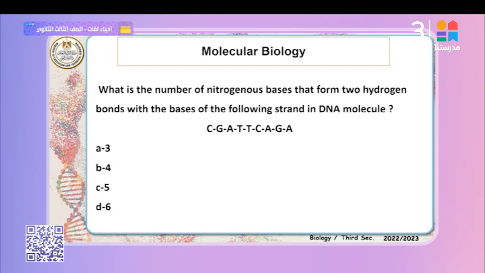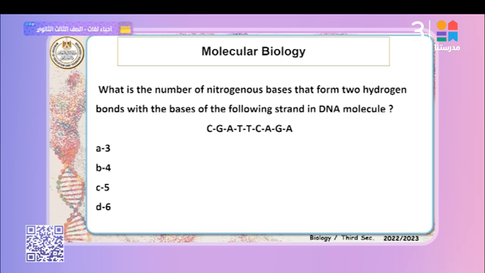What is the number of nitrogenous bases that form 2 hydrogen bonds with the bases of the following strand in DNA molecules? Cytosine, guanine, adenine, thymine, cytosine, adenine, guanine, adenine. Cytosine connects with 3 hydrogen bonds, guanine 3 hydrogen bonds, cytosine 3 hydrogen bonds, guanine 3 hydrogen bonds. What is the number of 2 hydrogen bonds? 1, 2, 3, 4, 5.